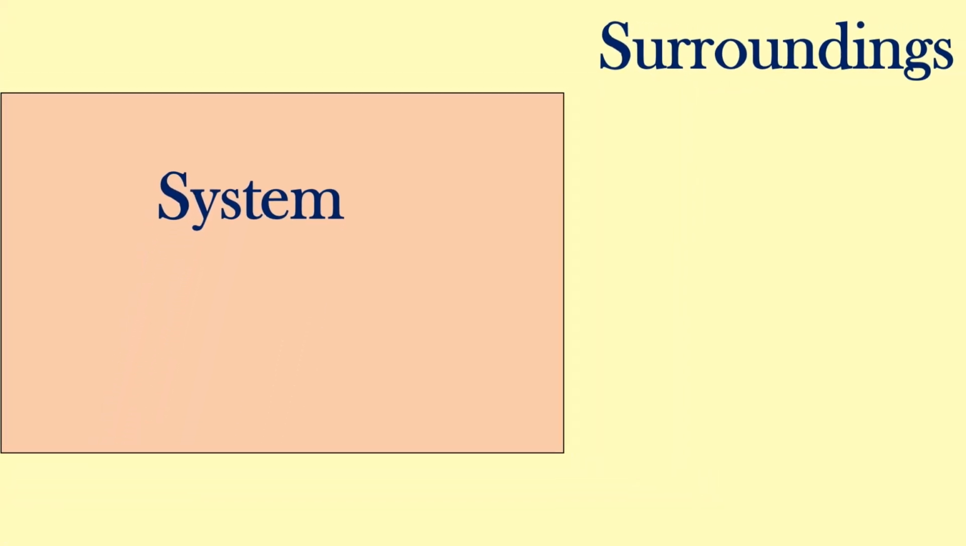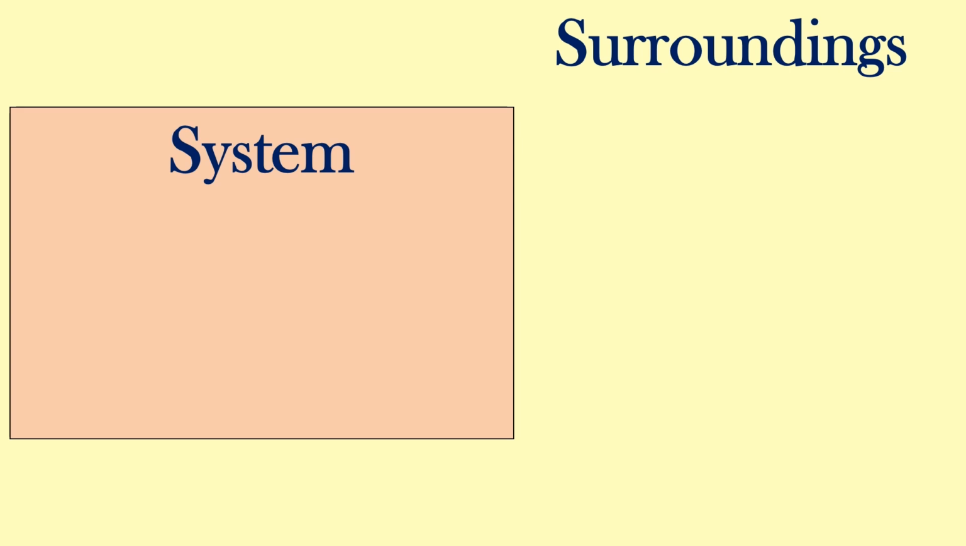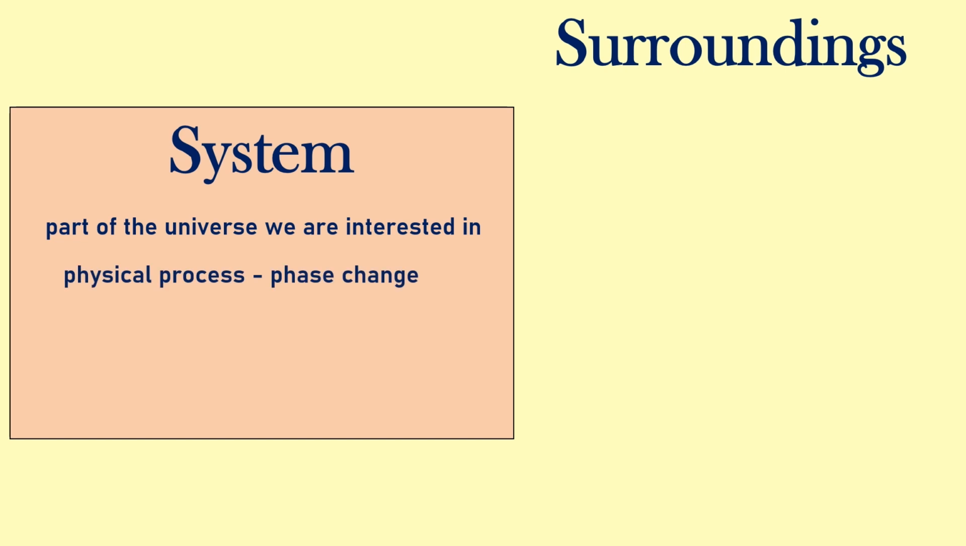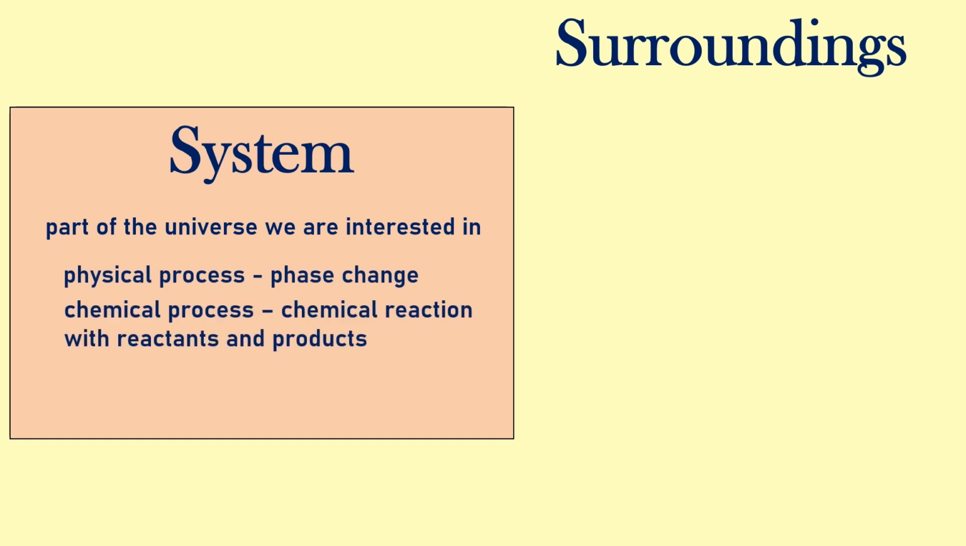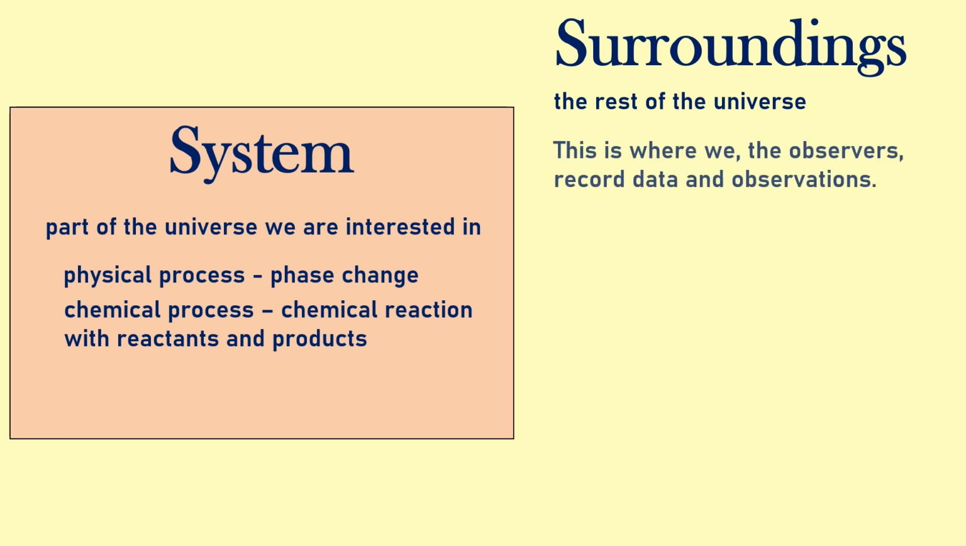Here is the simplest diagram you will see in chemistry. In chemistry, we view the universe as two simple parts, the system and the surroundings. The system is the part of the universe that we are interested in or that we study. This could be a physical process, like a phase change, or a chemical process, like a chemical reaction with reactants and products. The surroundings is simply the rest of the universe. This is where we, the observers, record data and observations. The surroundings could be a reaction flask or test tube, or a calorimeter for energy experiments.